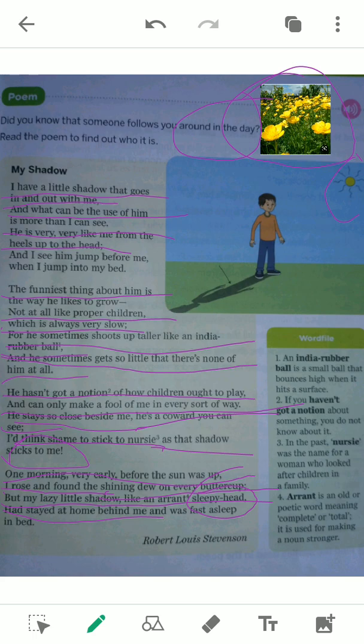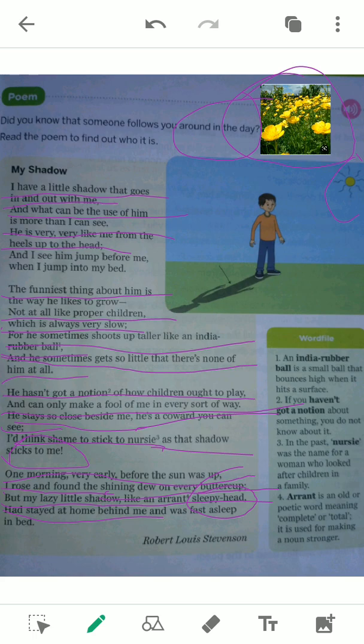That's why he thinks that maybe the shadow is fast asleep in his bed because he was feeling very, very sleepy, and he stayed in his home behind him. He did not wake up with him. That's why the shadow is not along with him in the morning. But what was the main reason? The main reason was the shadow was not formed because the sun was not there in the sky in the morning. So this is the end of this poem.